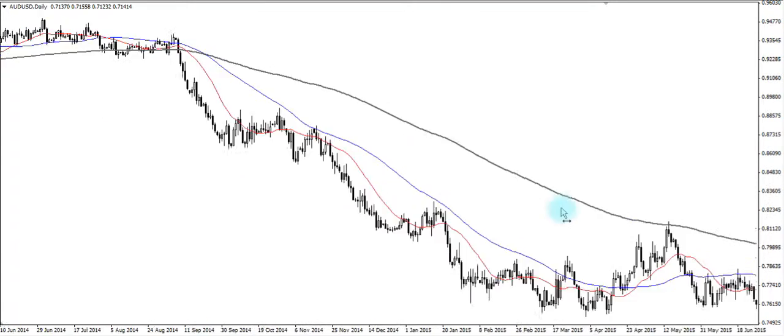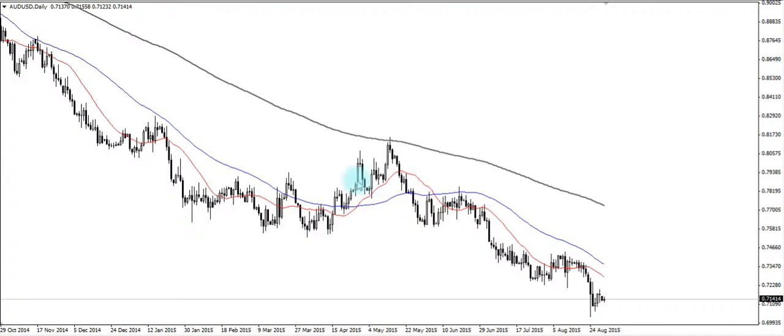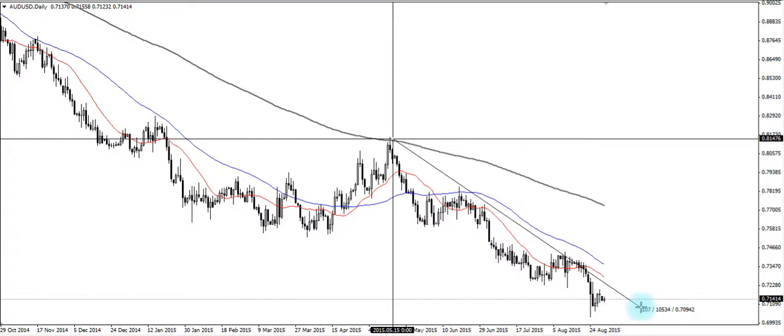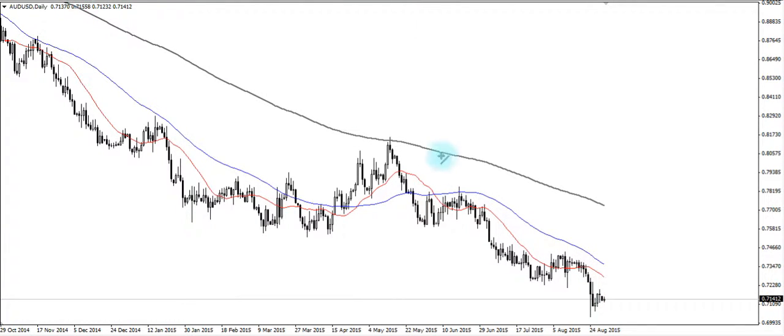So based on the daily chart, we are seeing the price is still falling further. It's going on the downward trend. So let's plot a trend line over here, and then let's drag it down to see if it forms a channel.